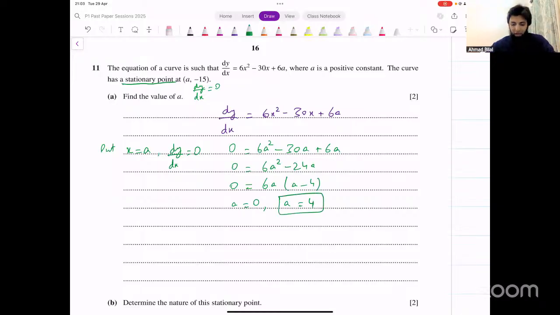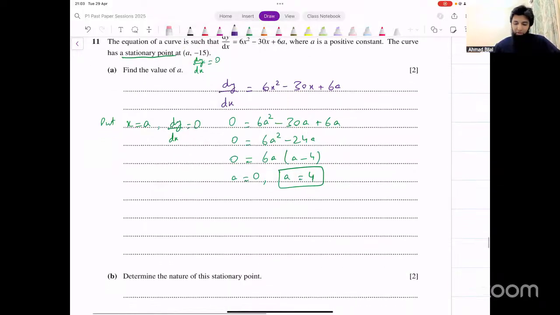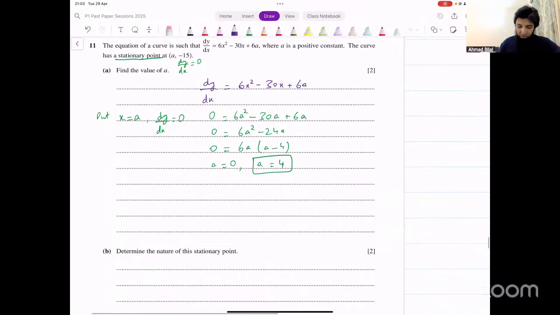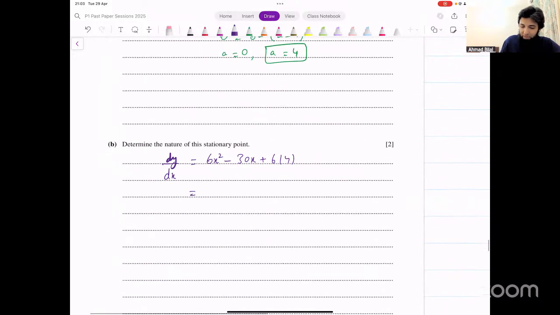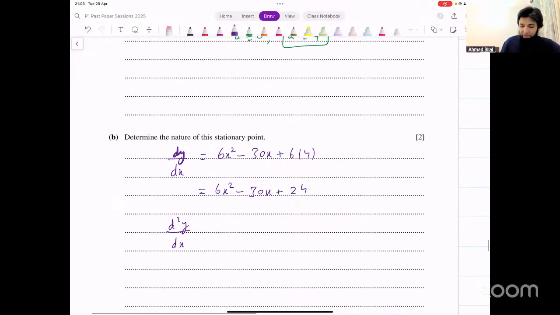Okay. Determine the nature of the stationary point. How do you determine the nature of a stationary point? Now you've got the value for a as well. So the derivative becomes 6x squared minus 30x plus 6 times a, that's 4. That's 6x squared minus 30x plus 24. How do you find the second derivative? How do you determine the nature of the point? To find the second derivative, the second derivative here would be 12 times x minus 30.